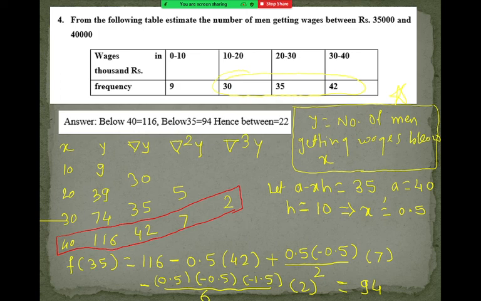But if it is below 0.5, we'll take it as 94. So 94.25 will be approximated to 94. And this 94 that we received is the total number of men whose wages are below 35k. But already we know below 40 there are 116. And the question is, find the number of people whose wages are between 35 and 40. So obviously we take 116 minus 94, we get 22 men whose wages are between 35 to 40k. Is that clear?